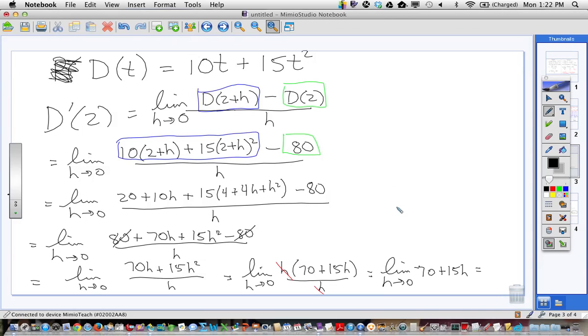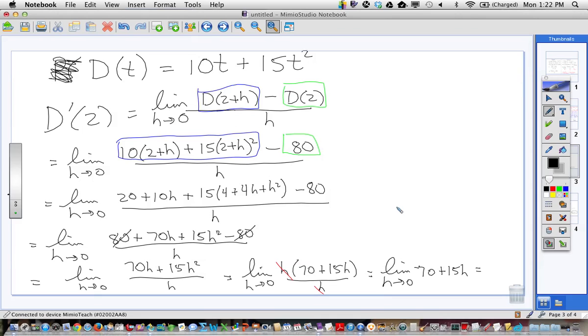Okay, you can't factor out an h and have that be able to plug the 0 in. So you had 20 here, and 15 times 4 is 60, so 20 and 60, that makes 80. 15 times 4h makes 60h plus the 10h, that's where you get the 70h. 15 times h squared, right? The 80s drop out. Here we factor out an h, which is really the critical component of that.